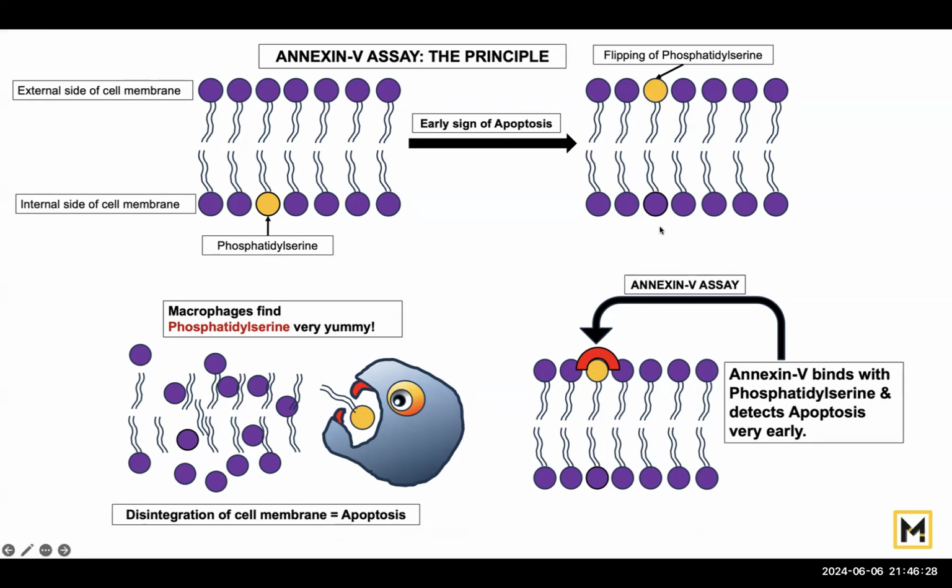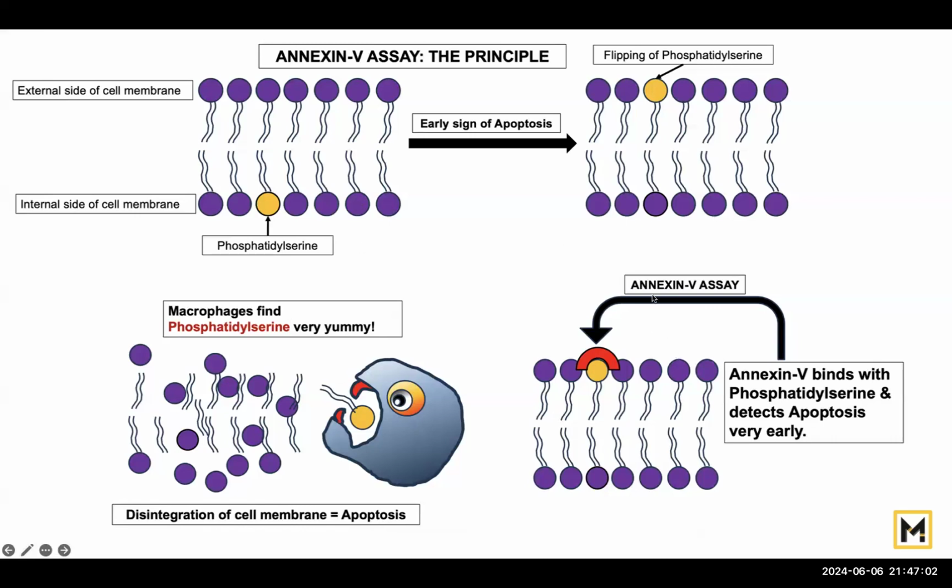Phosphatidylserine up till now was hidden on the inner side, and it was invisible to especially the macrophages that are roaming around. Now, the moment they sense phosphatidylserine, macrophages will come and gobble them up because they find phosphatidylserine to be very yummy. And the moment they gobble up these phosphatidylserine moieties, it leads to disintegration of the cell membrane and apoptosis.